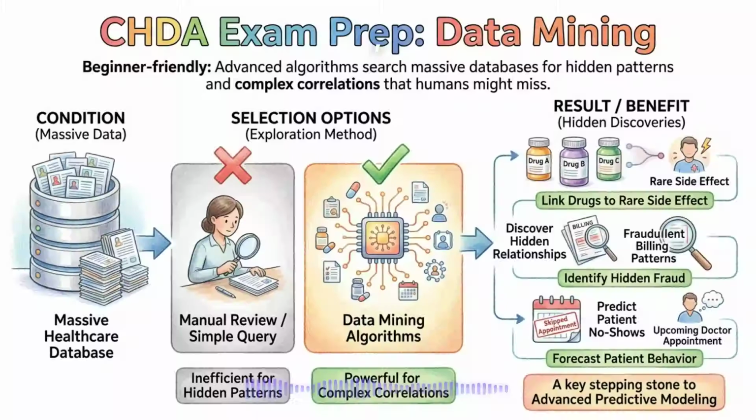A more advanced version of this exploration is called data mining, where powerful computer algorithms search massive databases for hidden correlations. Data mining can discover incredibly complex relationships that a human analyst would never notice, such as linking a specific combination of 3 different drugs to a rare side effect. Hospitals use data mining to identify hidden fraudulent billing patterns or to discover which specific patients are most likely to skip their upcoming doctor appointments. Understanding the concept of data mining is a key stepping stone toward advanced predictive modeling.